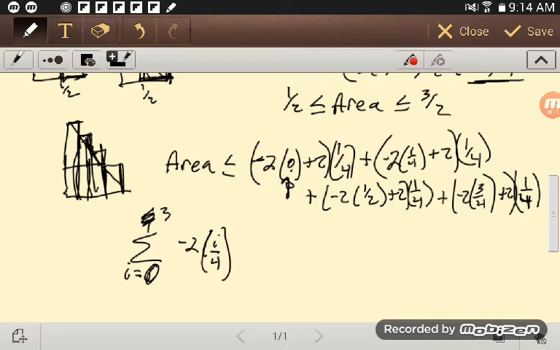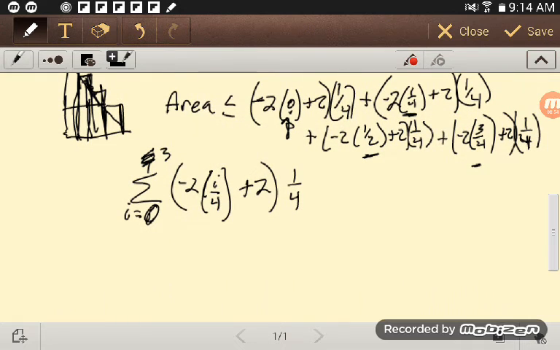Okay, right? I took 0 over 4, 1 over 4, 2 over 4, 3 over 4. So that was, to me, the easiest way to describe what I was putting in there. So it's minus 2 i over 4, and this is plus 2, and then times 1 over 4. Okay, so that's what I did.